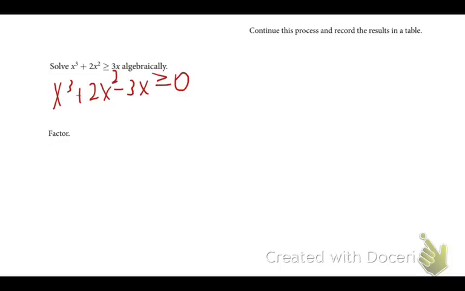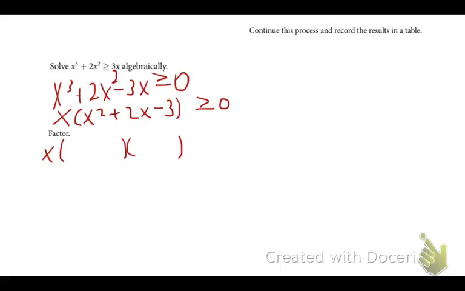We can only take out the smallest power, which is the x to the first. Okay, so let's do that. So it leaves us with x squared plus 2x minus 3. Then let's factor that. Will your x method work on this one? It could. Let's try it.